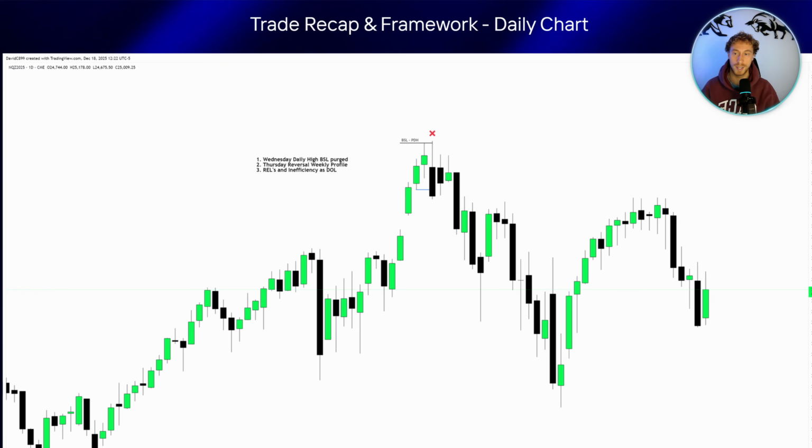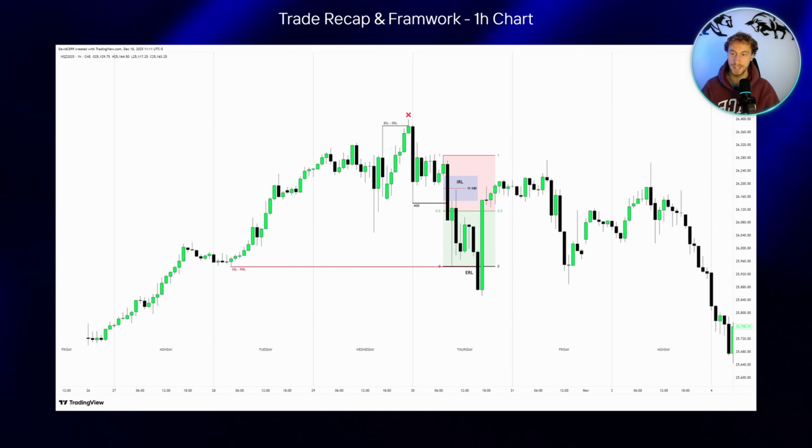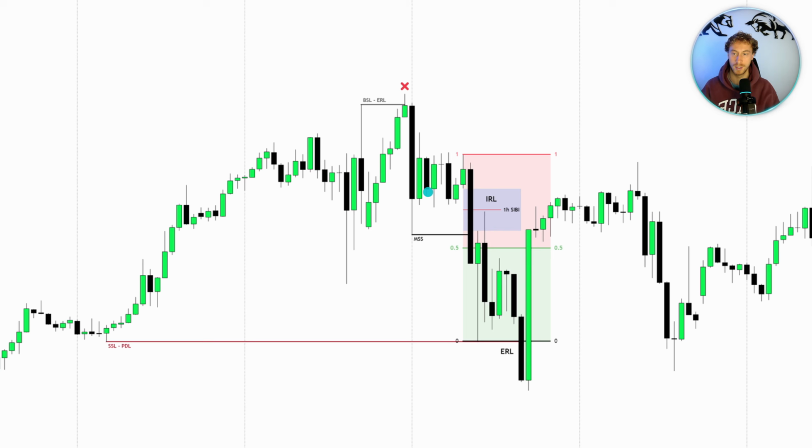In conclusion, we can see that price really is in a deep premium at the all-time high, and we have a lot of room to the downside for a potential retracement. With that being said, now let's jump right into the hourly chart. We can see again that price raided Wednesday's high here. This is the all-time high for NASDAQ. So from a daily perspective, I'm really interested in shorts for Thursday.